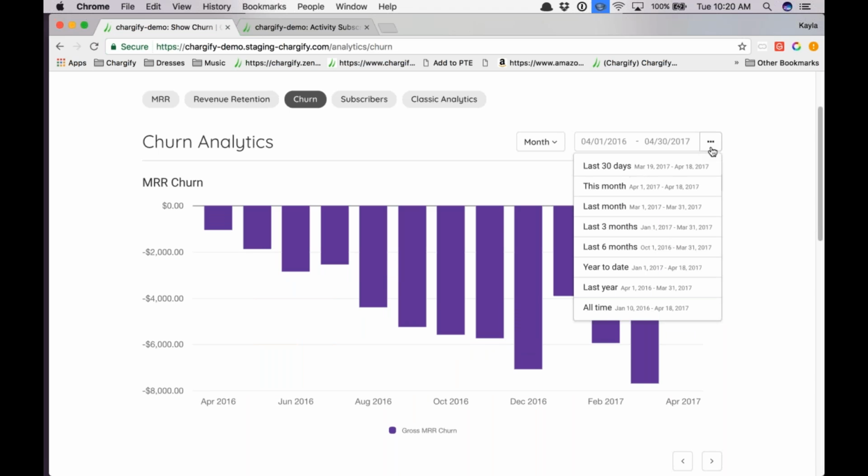Again, you can break these down based off of the time dates. If you want to look at the last quarter, the year to date, you can do that as well.